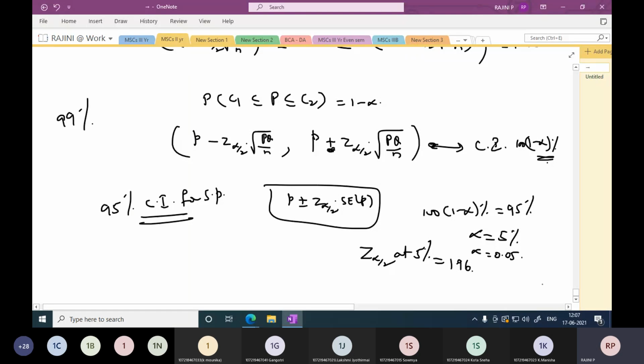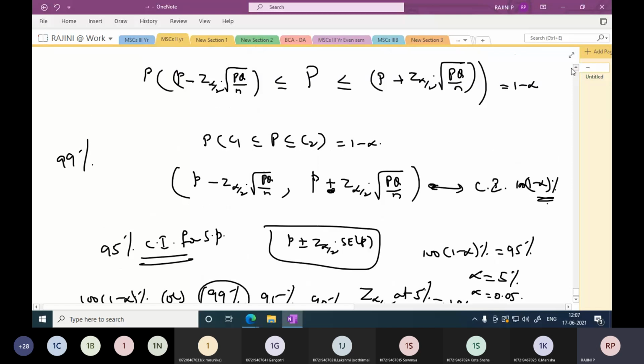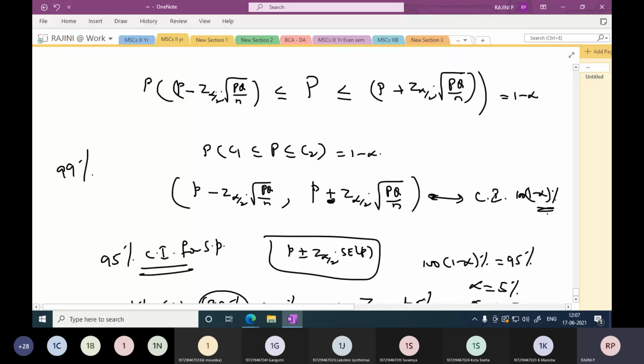So in the exam, they may ask you 100 into 1 minus alpha percentage, or they may ask you 99% or 95% or 90%. If they ask 99%, then in place of Z alpha by 2 you need to take the value 2.58. If it is 95%, take 1.96, like that. Is it clear?